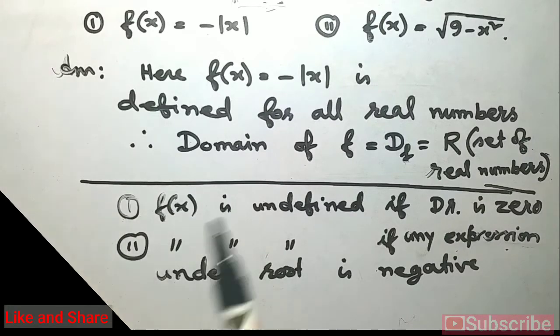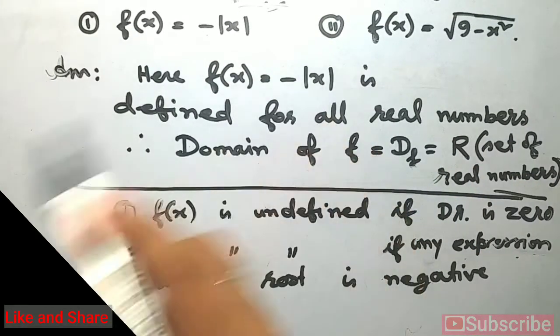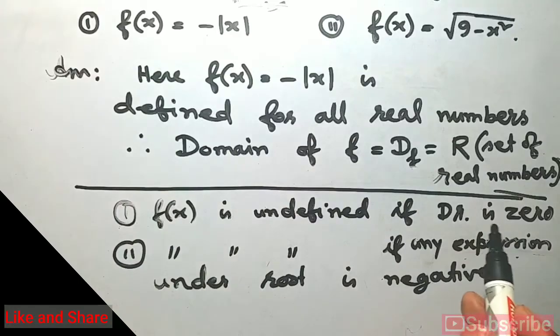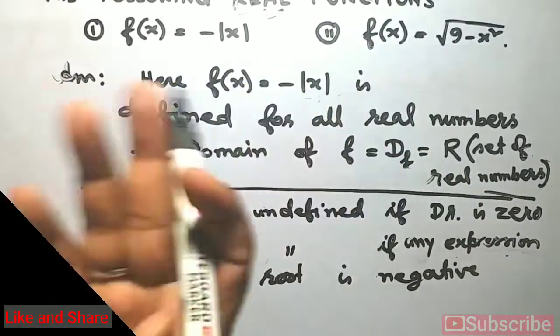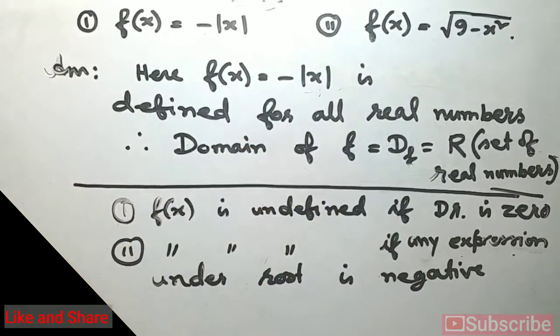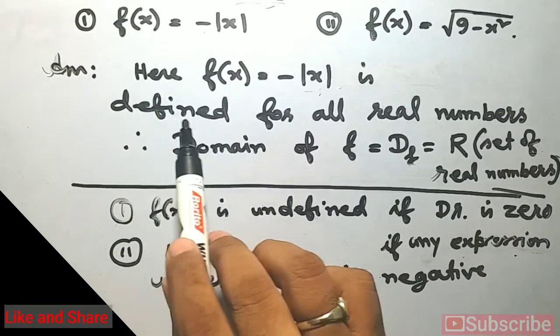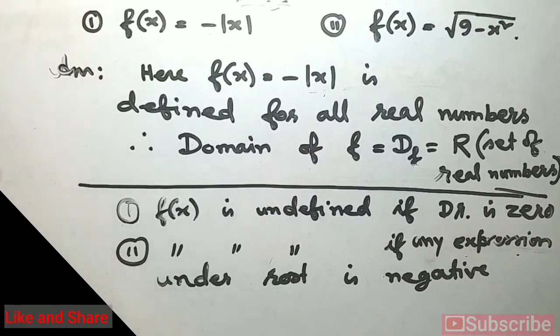Now, our function f(x) is equal to minus modulus of x is defined for all real numbers, because in this function we do not have any option like this. The denominator is 1 and then no root is there. These two options do not arise in this question. So directly we can say this function is defined for all real numbers, hence domain is set of real numbers. Okay, now let us see the range of this function.